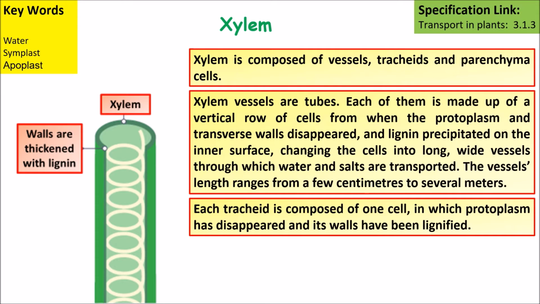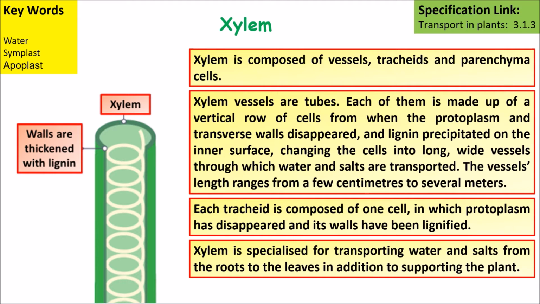Each tracheid is composed of just one cell in which the protoplasm has disappeared and its walls have been lignified. So xylem is specialised for transporting water and salts from the roots to the leaves in addition to supporting the plant.